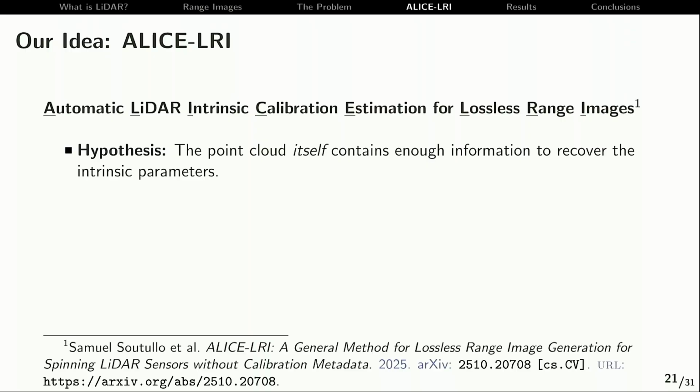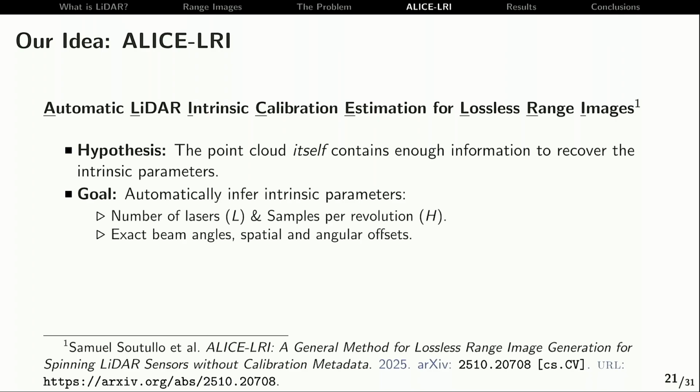And our starting hypothesis, essentially, is that the point cloud itself, the 3D points alone, contain enough information to recover the intrinsic parameters of the sensor. So our goal is to automatically infer these parameters given the point cloud, and these parameters are, as I mentioned before, things like the number of lasers, samples per revolution, beam angles, spatial and angular offsets, and so on. And as I said, the method needs no metadata, no information at all about the sensor, just the point cloud.